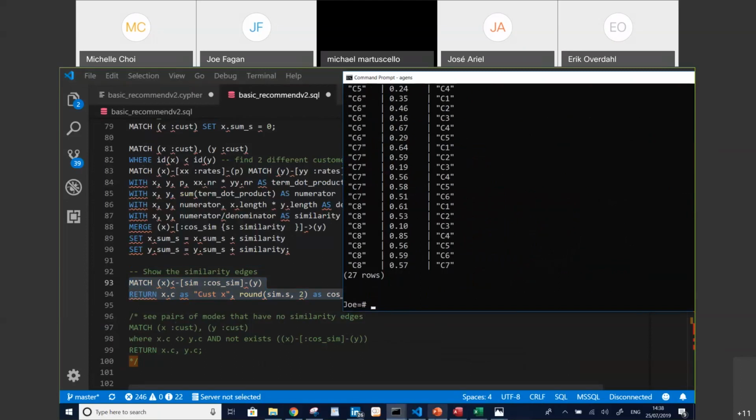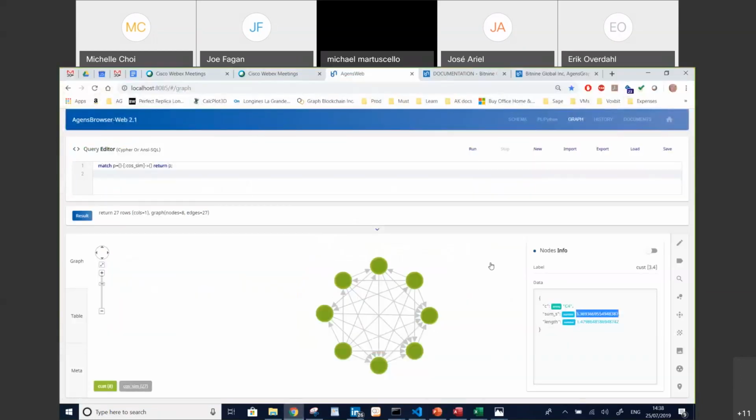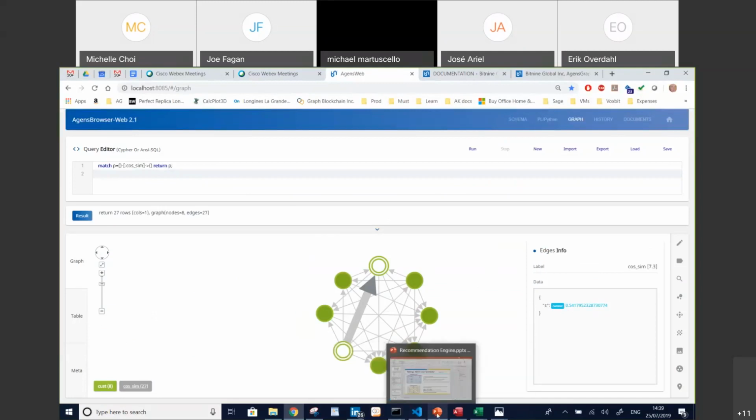And by the way, I went into Agents Browser and had a look at this as well. Agents Browser is a tool. So these are the customers that we have here, and these are the edges which are the similarities. And remember, C5 to C3 did not have an edge. If I want, I can click on any edge and get data about that edge. So if I click on this edge here, it'll tell me that the similarity score between those two nodes is this number here, which is probably illegible on your screens. But that's Agents Browser. It's a good fun tool for exploring graphs.